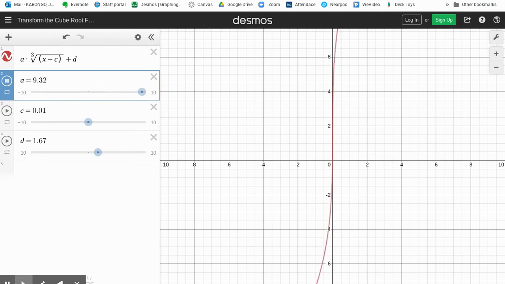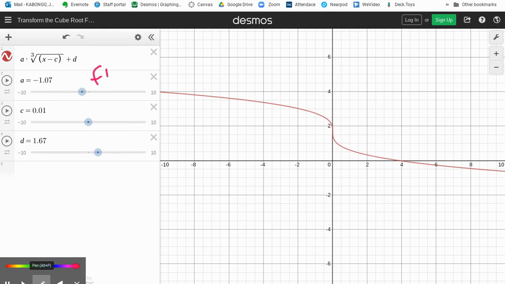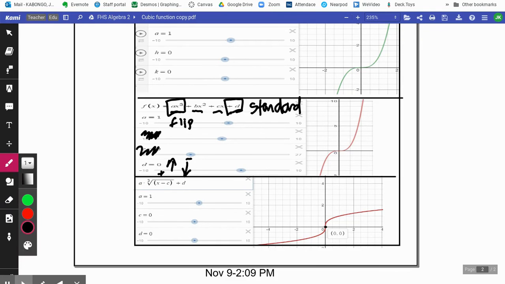Voila, boom. So when you go back and graph it, once again, the a flips, and the c moves it, the same way h operates. If it's a plus, then it goes to the left. If it's a minus, it's to the right. d is the same thing. If it's positive, up. If it's minus, down. So I want you to write the following out here for what is called a cube root.